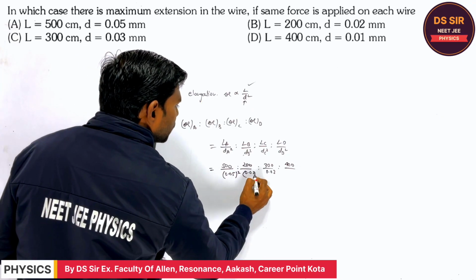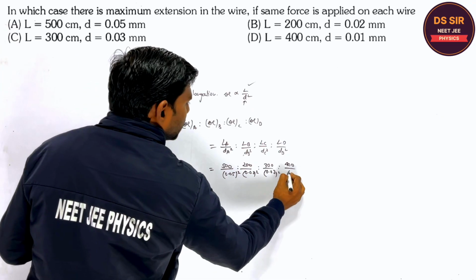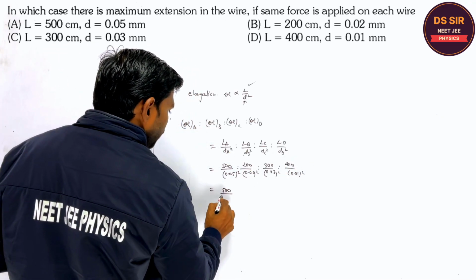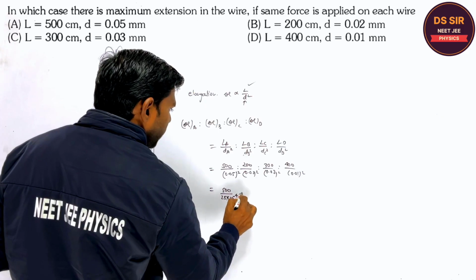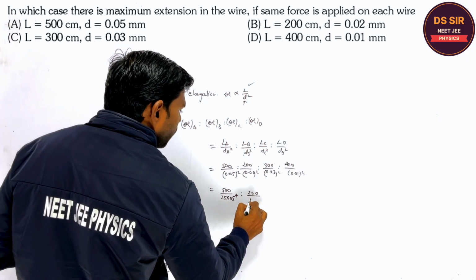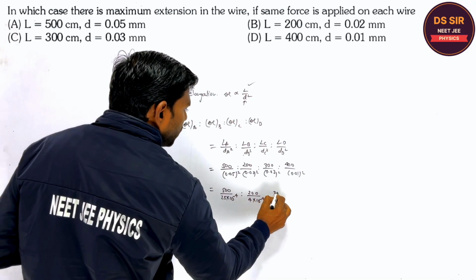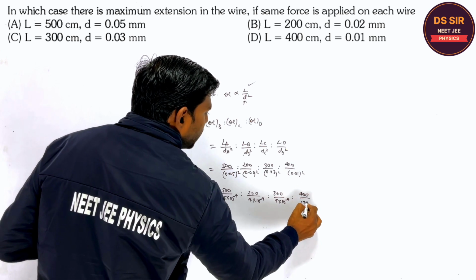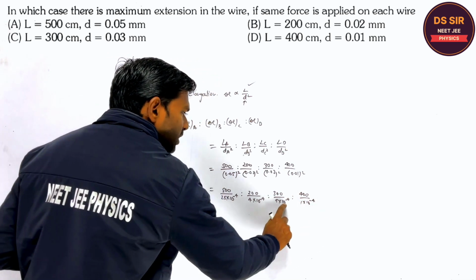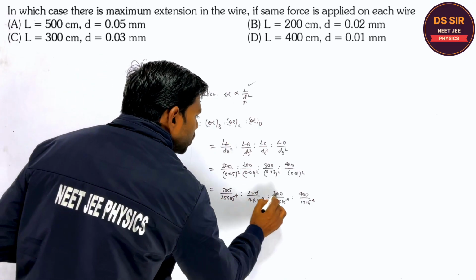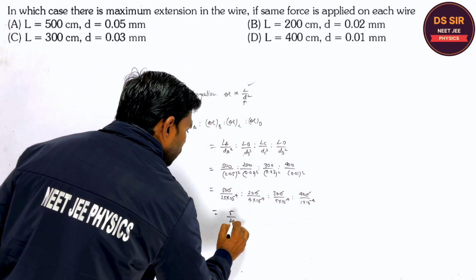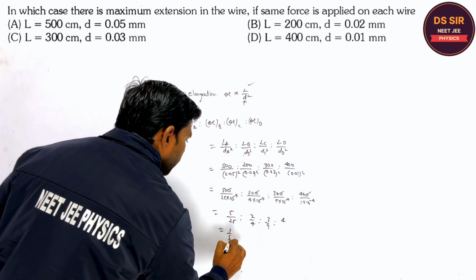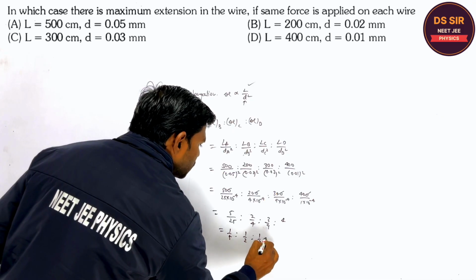It is square. It is 0.01 square. All right. So it is 500 upon 25 into 10 to the power minus 4, is to 200 upon 4 into 10 to the power minus 4, 300 upon 9 into 10 to the power minus 4, 400 upon 1 into 10 to the power minus 4. So minus 4, minus 4, minus 4 will cancel out. Also these two zeros will cancel out. So it will remain 5 upon 25, 2 upon 4 is to 3 upon 9 is to 4. So it is 1 upon 5 is to 1 by 2 is to 1 by 3 is to 4.